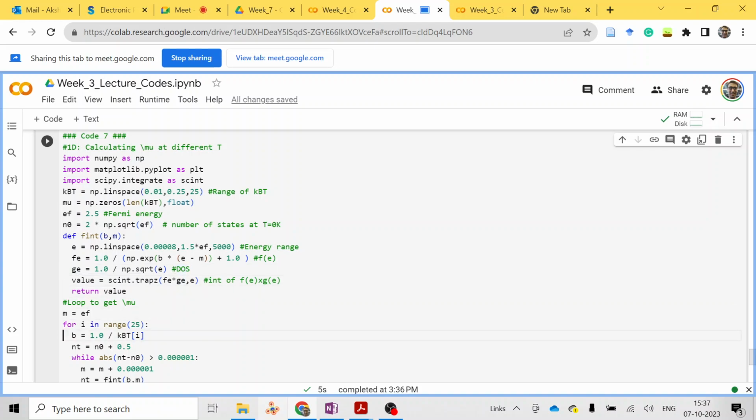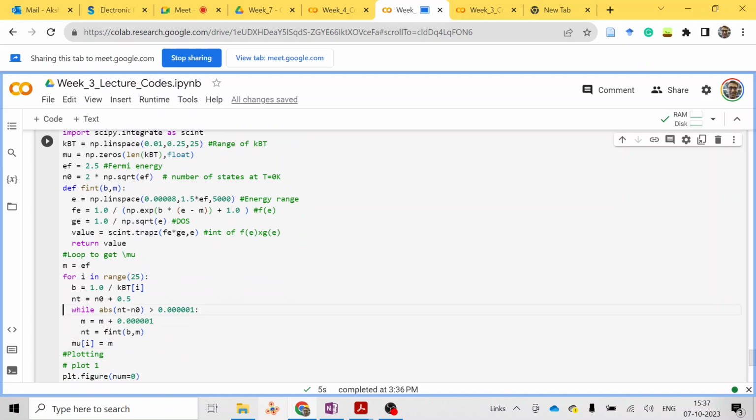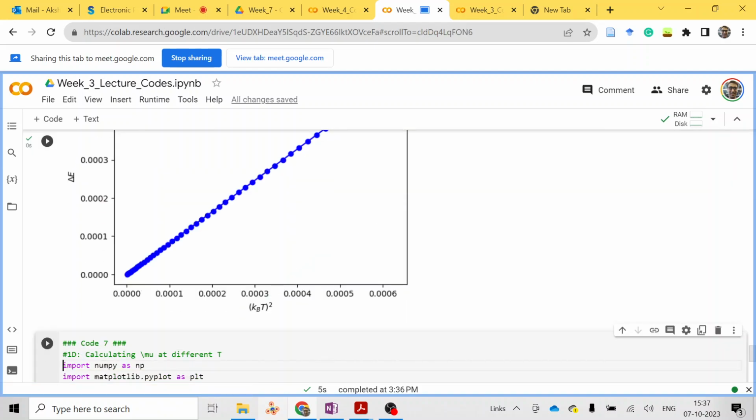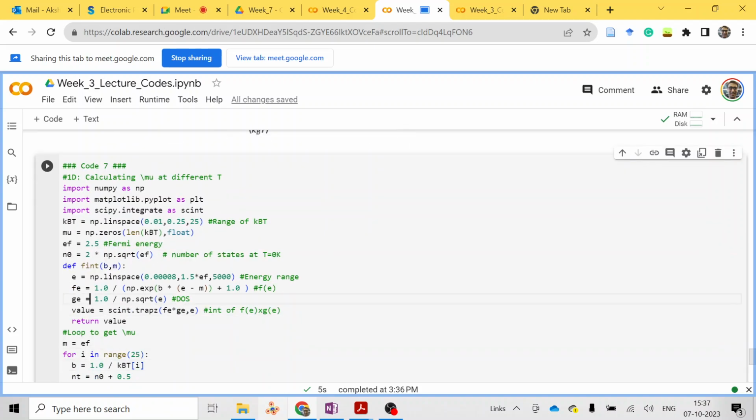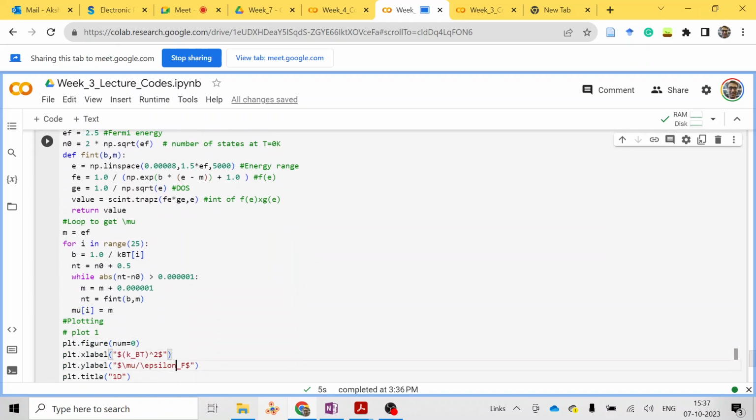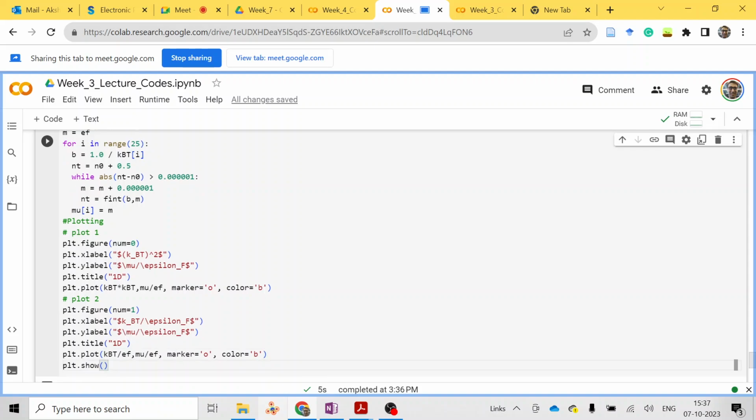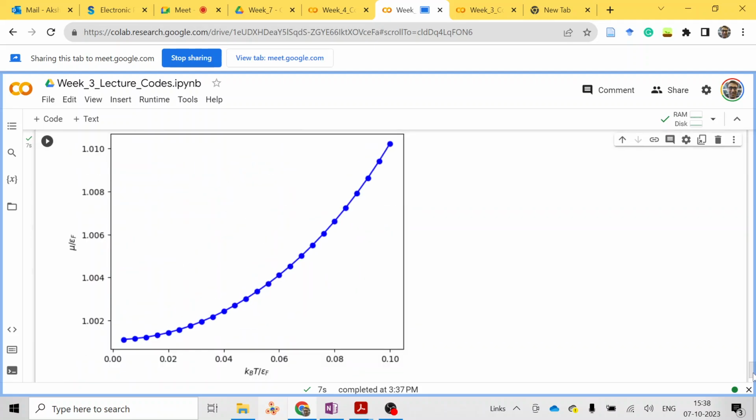Nothing else you have to change, just the integration of energy as well. Since your density of states is 1 by NP or square root of E, the energy range should start from a very small value, not from 0, for which you are doing the integration. Then the plots are mostly similar. This is run, and this is what we are getting.